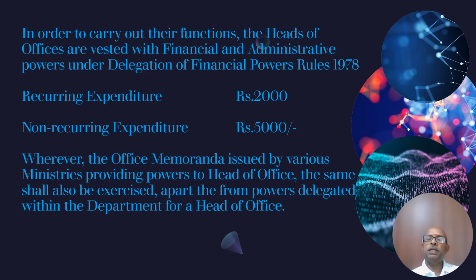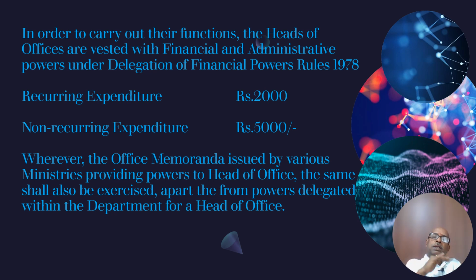In order to carry out their functions, the HOs and DDOs, normally here HO, the heads of office, are vested with financial and administrative powers under the Delegation of Financial Power Rules 1978. For recurring expenditure, for a person who is appointed under secretary and above. Below under secretary is only 1,000 rupees even now. Under secretary is in level 10. Level 11 and 12 is deputy secretary. Okay, under secretary is level 11.